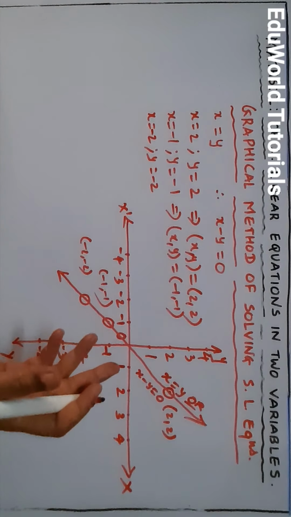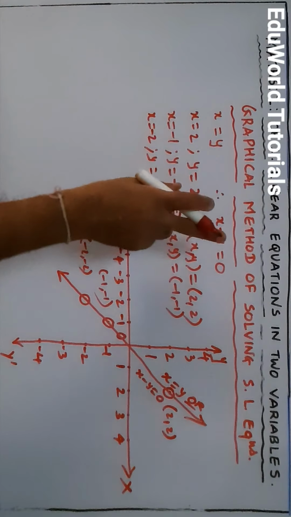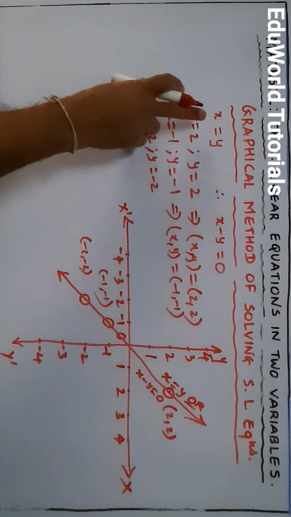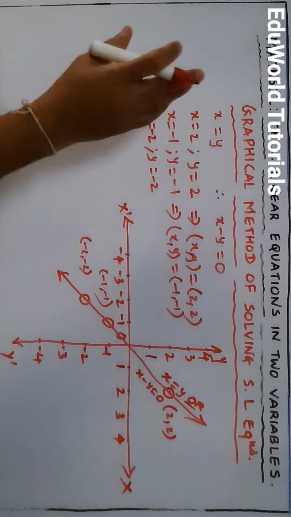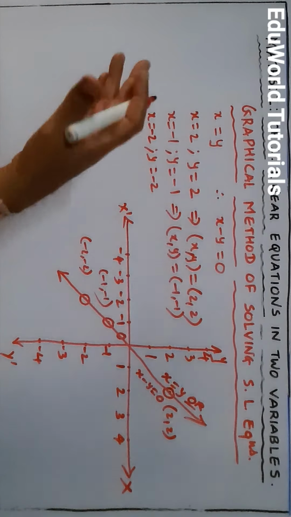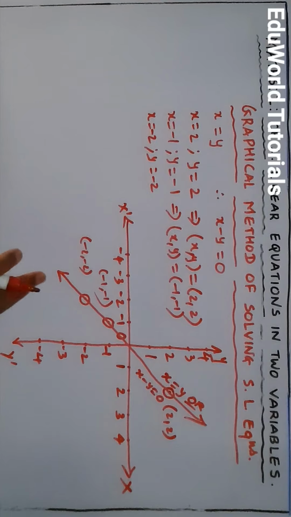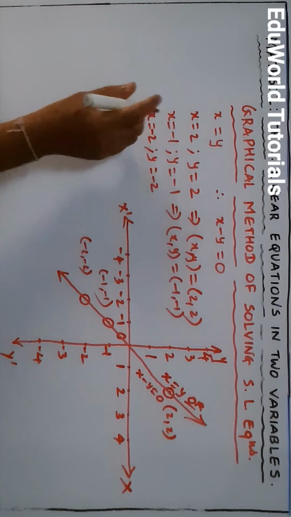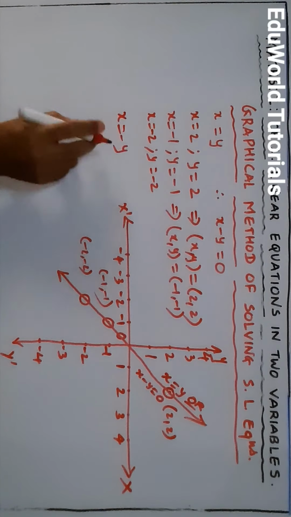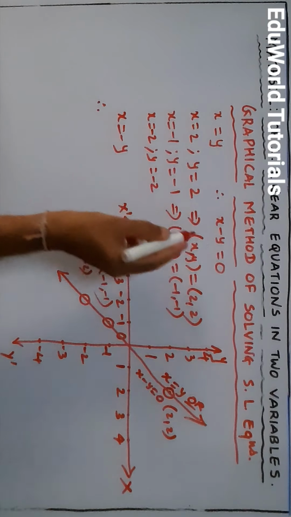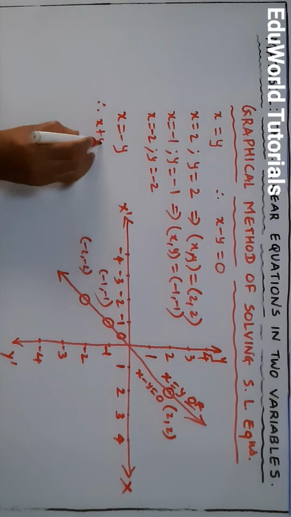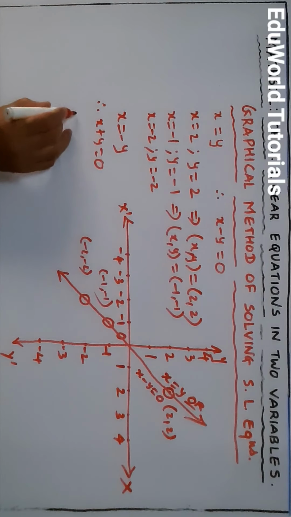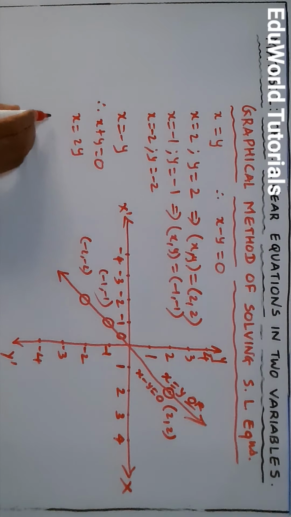There are varieties of equations. I have just given you an idea of a simple equation. There may be x equal to -y, x equal to 2y, x equal to 3y, like that, and varieties of equations can be formed. If it is x equal to -y, then that form will be x plus y equal to 0. If it is x equal to 2y, then the general form will be x minus 2y equal to 0, like that.